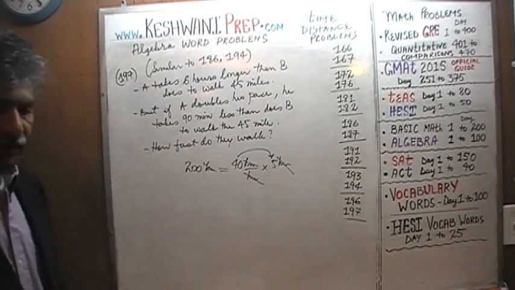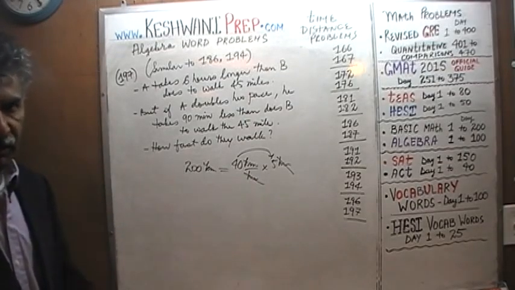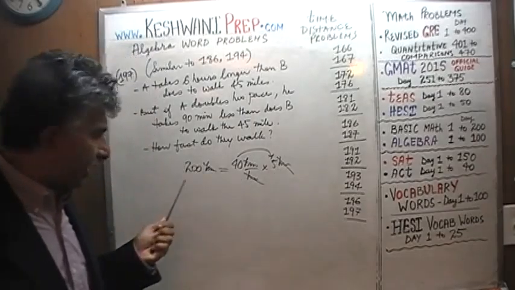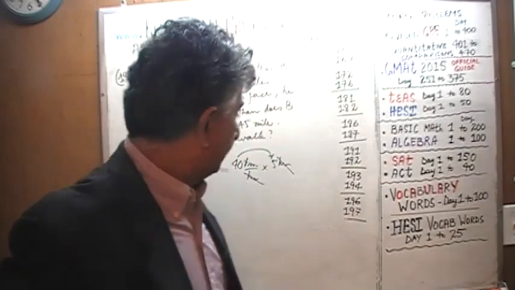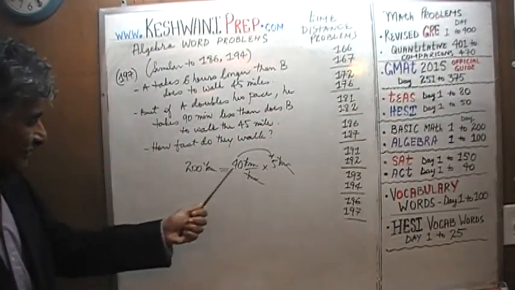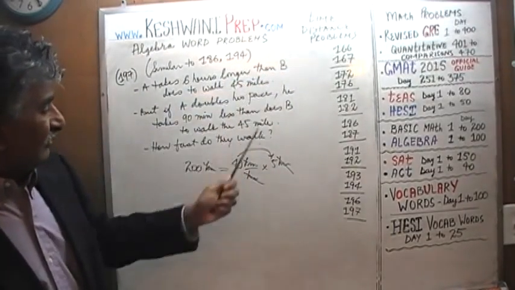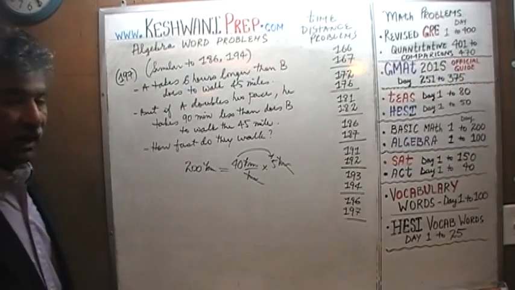But what I'm trying to make you understand is that it doesn't have to be so academic. You don't have to write everything out. You can do it in your head. If I'm going 30 kilometers per hour and I travel for 2 hours, I will travel 60 kilometers. Very simple. This is it. This is the time distance formula, as we call it, time distance speed.